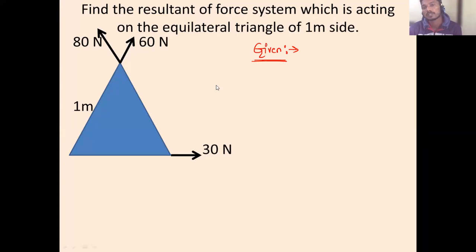Have you noted this down in your notebook? Slowly now we will go. Now tell me how many forces are acting. Three forces. Shall we give names? Anything you can give a name to this? There is nothing.